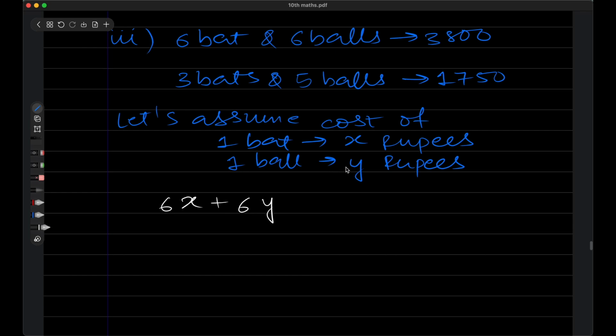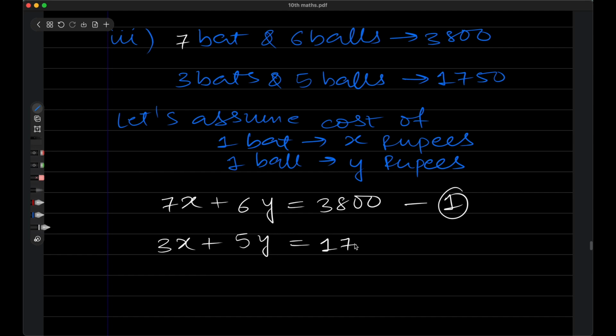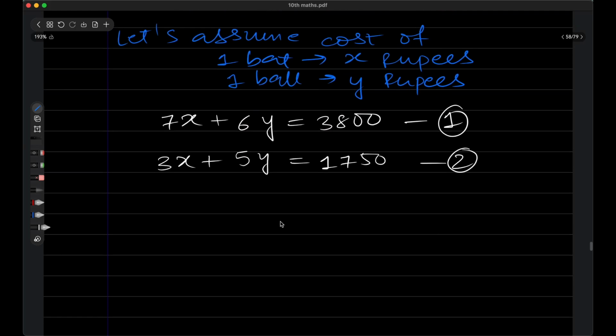We are given with 7 bat and 6 ball. So equation will be 7x plus 6y. The cost is 3800 rupees. This is the equation 1. Now second equation, 3 bat and 5 balls for 1750 rupees. This is the second equation.